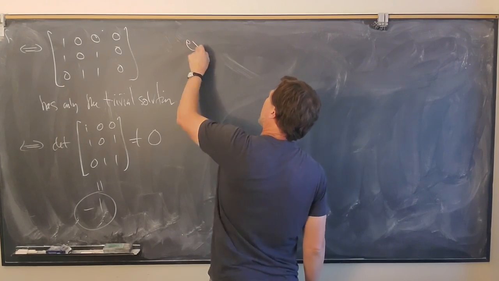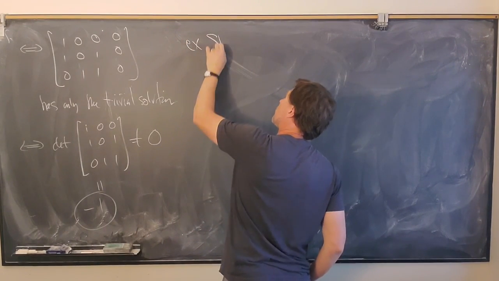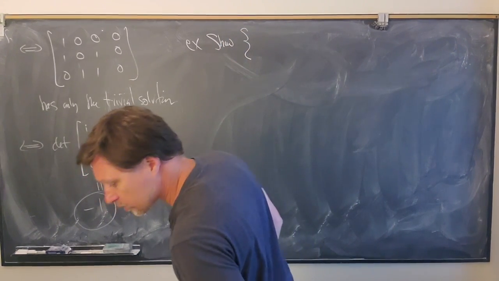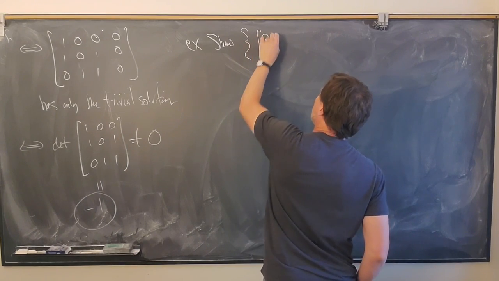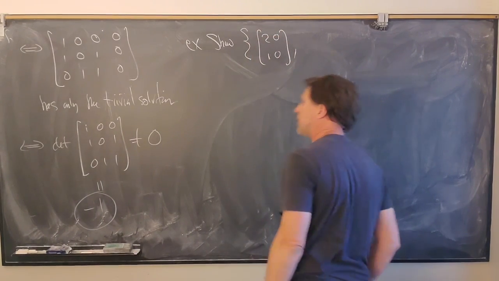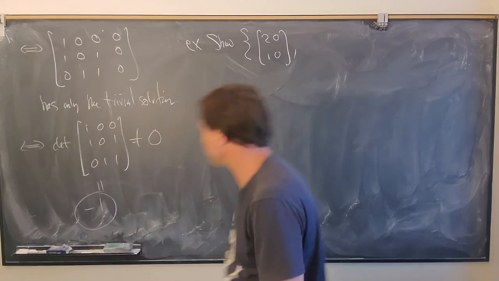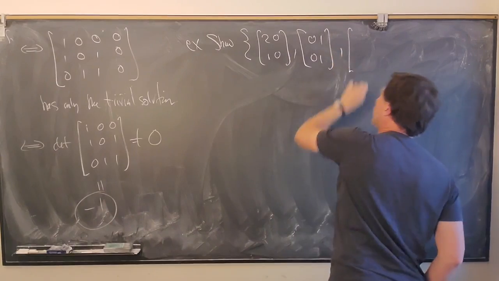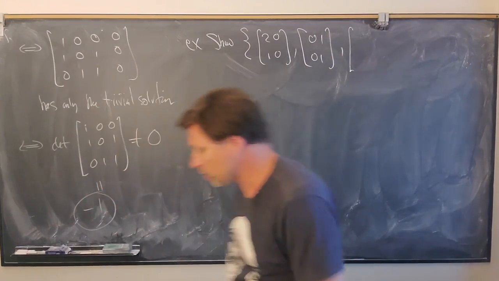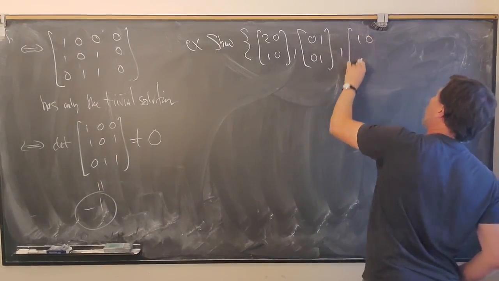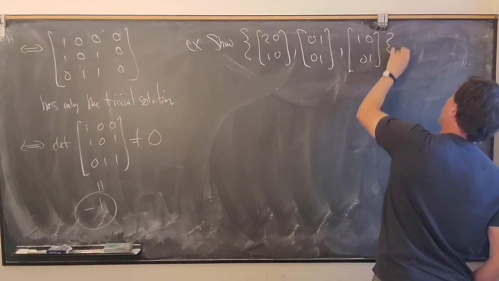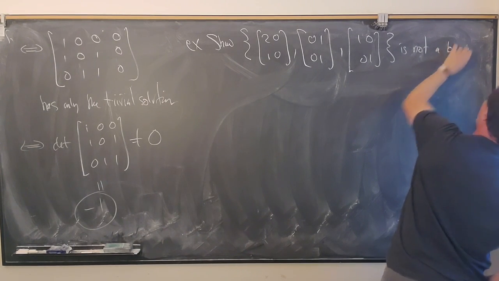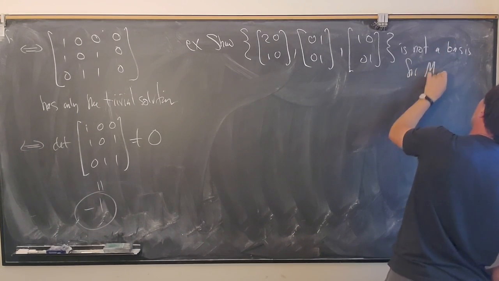Okay, so I've seen a couple of examples where we have a basis. So now what I want to do is show that the following set, 2, 0, 1, 0. So now we're looking at matrices in M22. 0, 1, 0, 1, and 1, 0, 0, 1 is not a basis for M22.